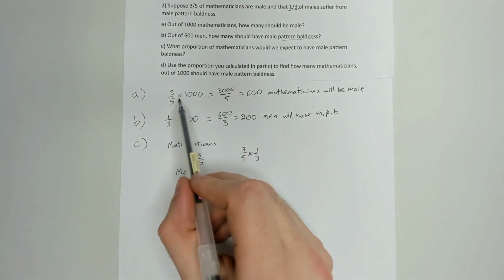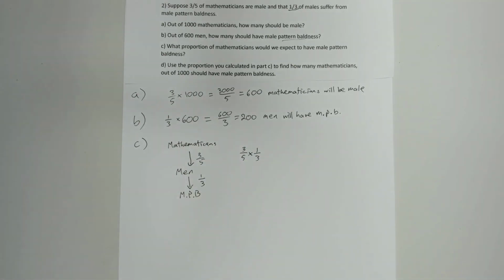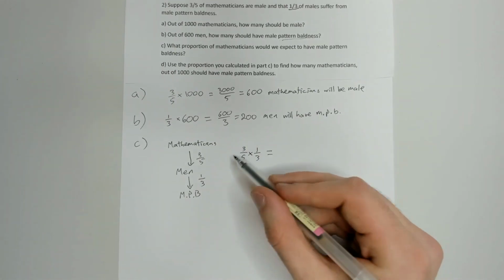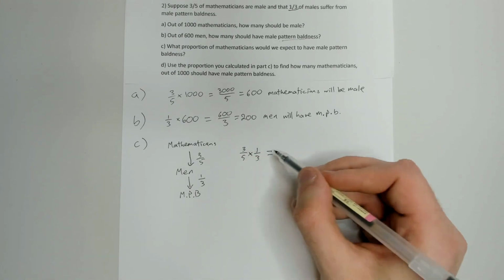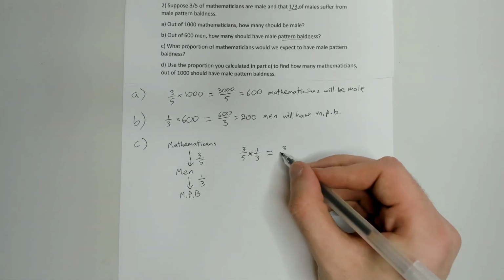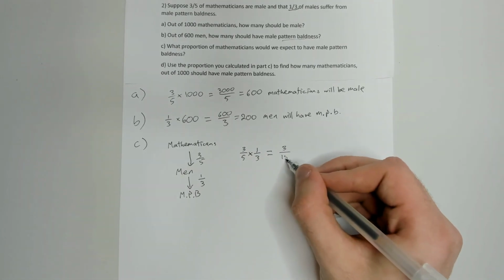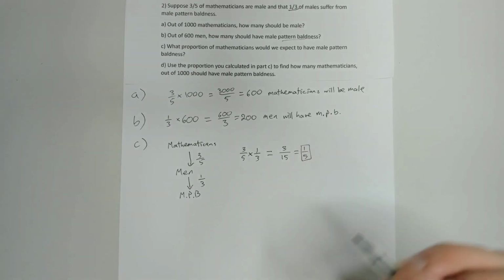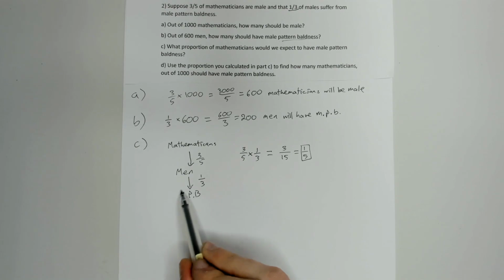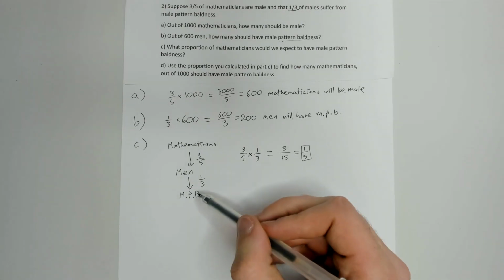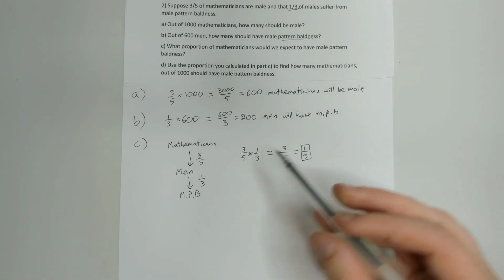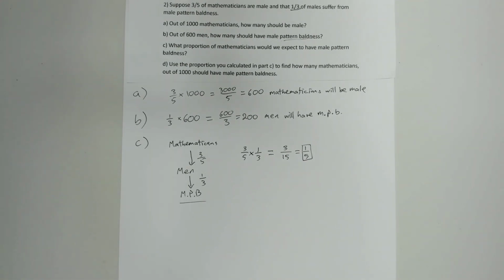So 3/5 times 1/3, that is us applying these fractions to each other. Even in part A and B, we always multiplied when it came to applying fractions. So this is no different. We're just applying these two different fractions to each other by multiplying them. And so what we get is 3 times 1 in the numerator, which is 3, and 5 times 3 in the denominator, which is 15. And this can be simplified down into 1/5. So the proportion of mathematicians that have male pattern baldness is 1/5, right? We're doing a piece of that piece, or multiplying them together. So this is the piece of mathematicians that are going to have male pattern baldness.